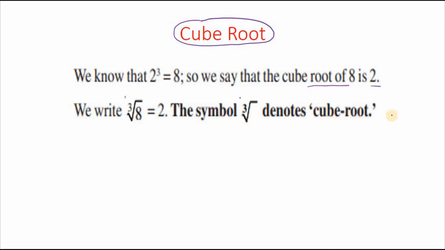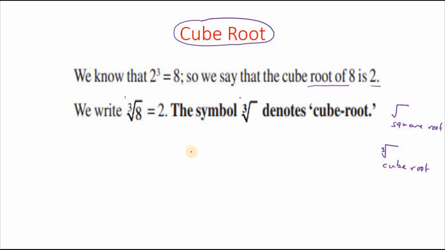If this symbol alone is written, it denotes square root. But if I write 3, then that becomes cube root. Be very careful. If there's nothing written here, it means square root. If 3 is written, only then it is cube root.